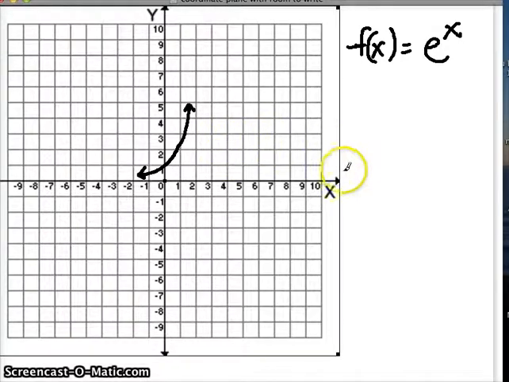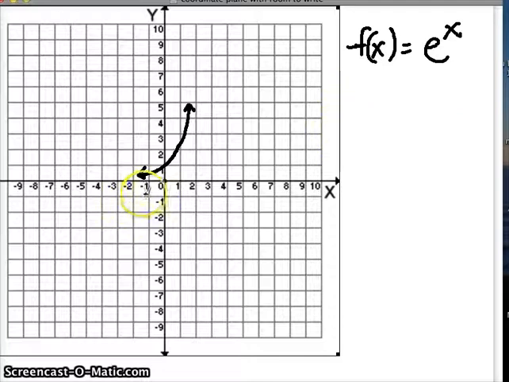Although, I should make a little correction here. A horizontal asymptote can be crossed. Vertical asymptotes can never be crossed, and that's something that you'll discover later on in your math education, but just trust me on that. So it's always going to approach this horizontal asymptote here and never touch this one. And that is an exponential function.